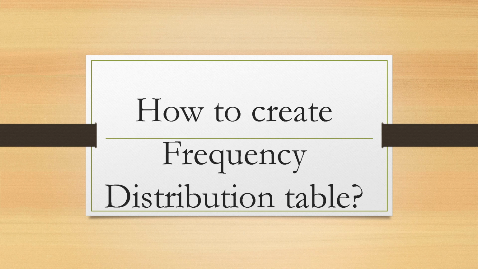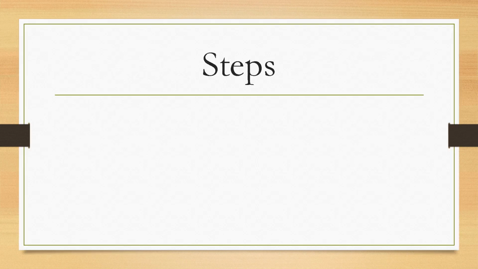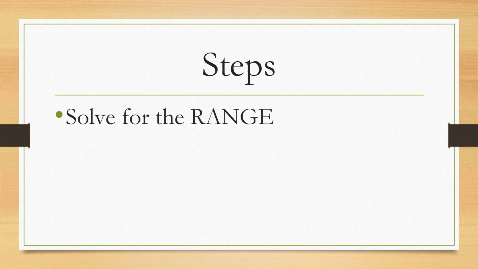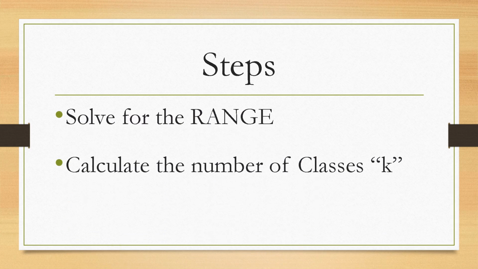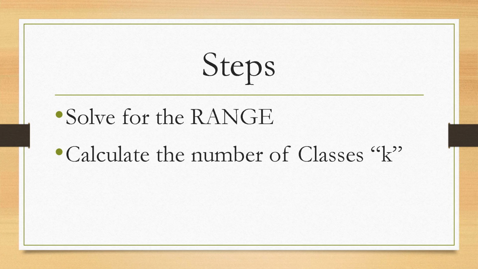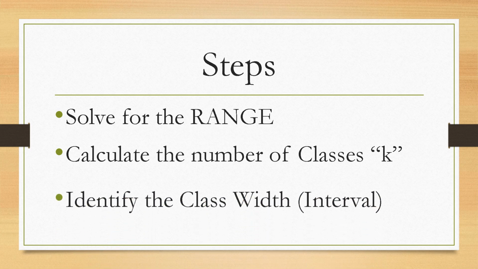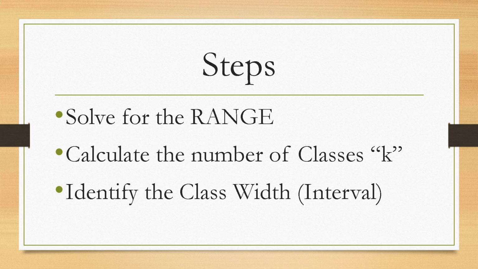Now we are going to discuss how to create a frequency distribution table. These are the steps in creating a frequency distribution table. First, solve for the range. Second, calculate the number of classes, also known as K. Then, identify the class width or the class interval.